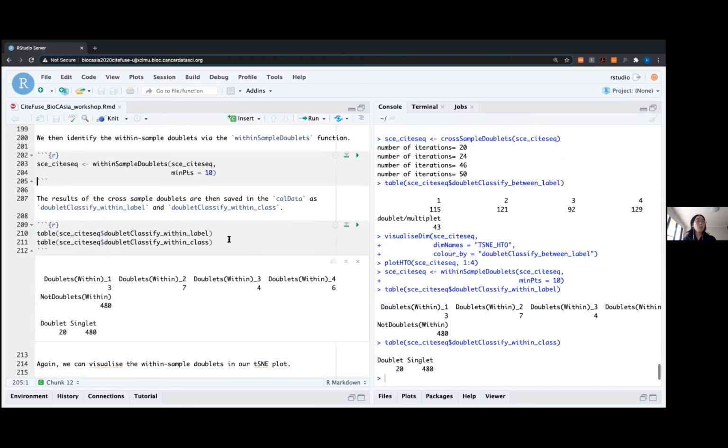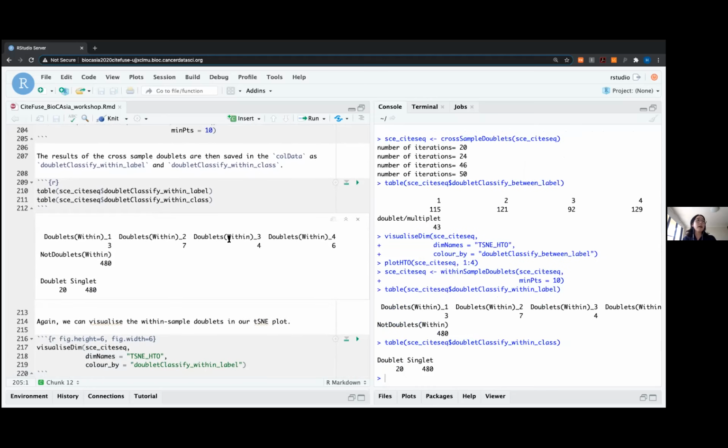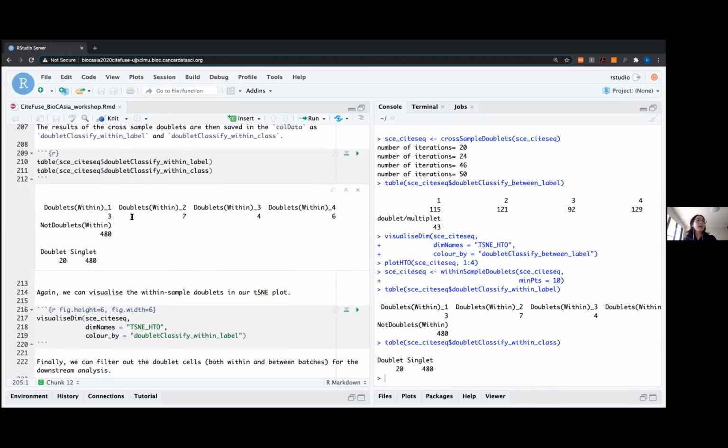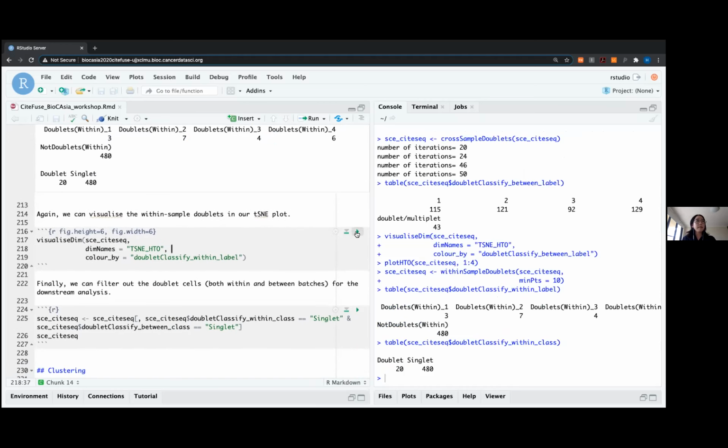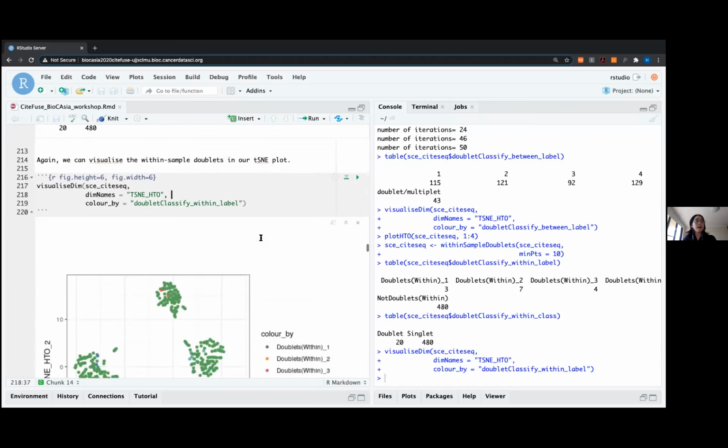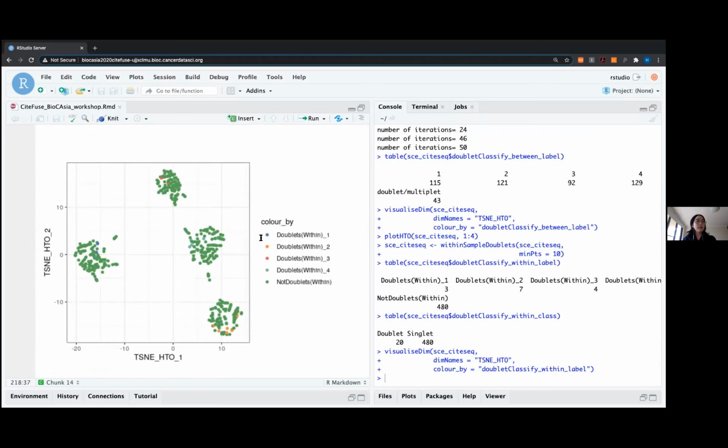So this is a stepwise approach where we first find the cross-sample doublets and then identify the within-sample doublets. And these are the number of within-sample doublets that we find. In a similar manner, we can visualize these doublets on the t-SNE. Because they're within-sample doublets, they're not really found on the periphery, and they tend to be found within the actual HTO classes. And that's what we observe.